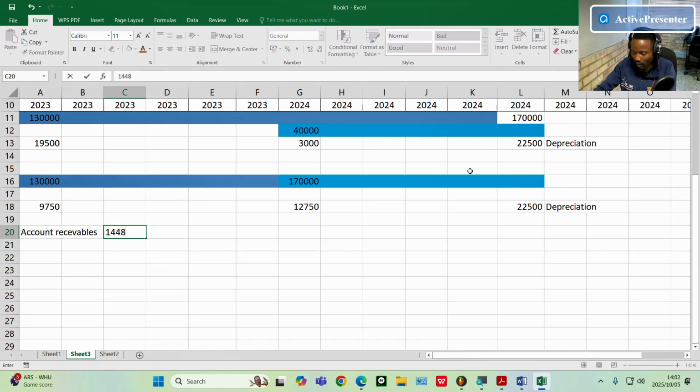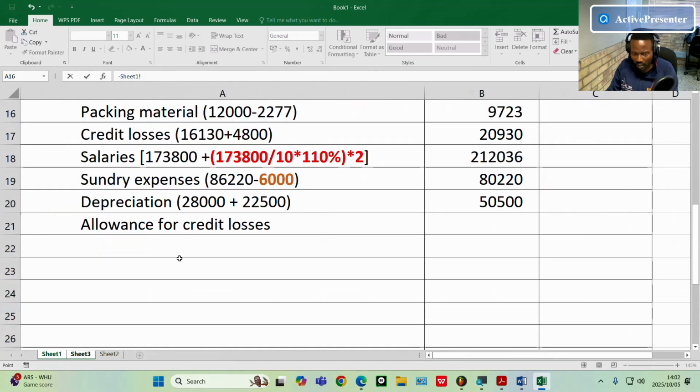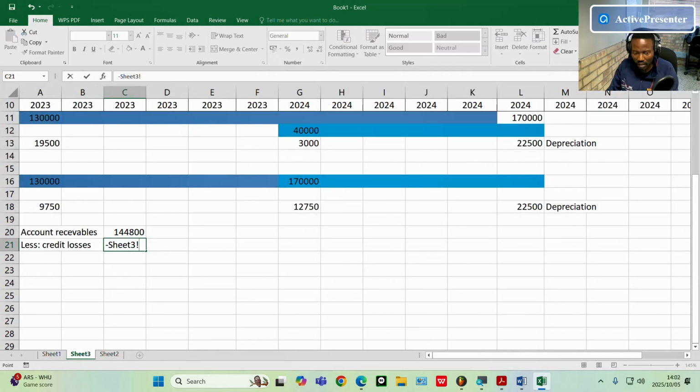Which is 144,800. We less credit losses from the adjustments. And if I go to my income statement, I think I'll find them here, 4,800. So we then less the 4,800. Then these are our trade receivables.